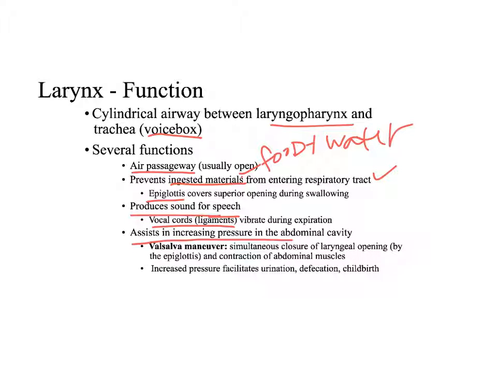The larynx is also going to be important when we need to push. So think about having a baby, and they say push. You take a breath and you close your larynx off, you close off your vocal cords, and you contract your abdominal muscles and you push down. That's actually called the Valsalva maneuver. It facilitates urination, defecation, and childbirth. Okay, so that makes sense.